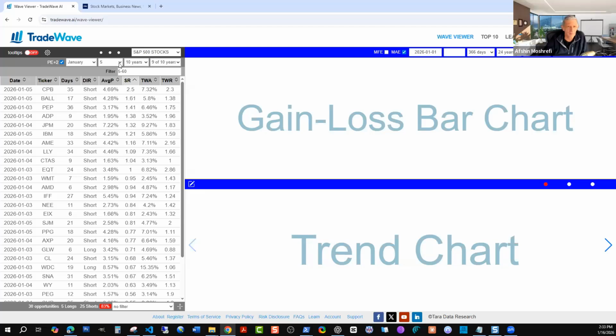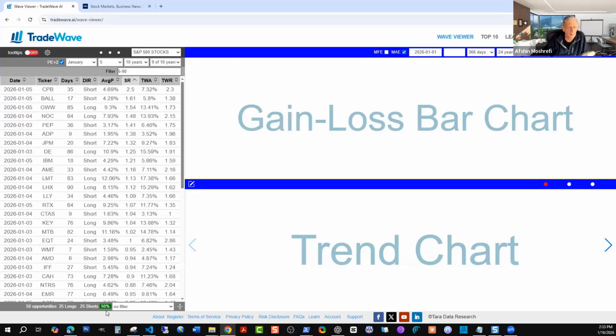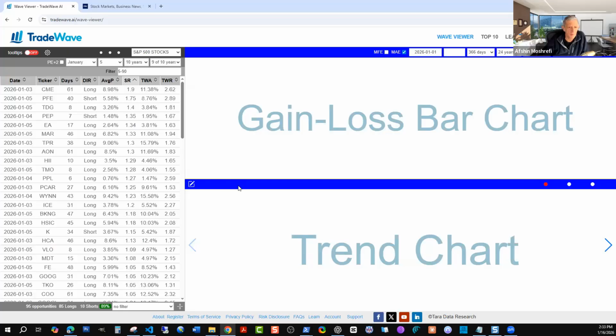Great. So then switch this to 90 and see that things change. It's 50-50 now. 25 longs, 25 shorts, versus 89% longs if it was consecutive.